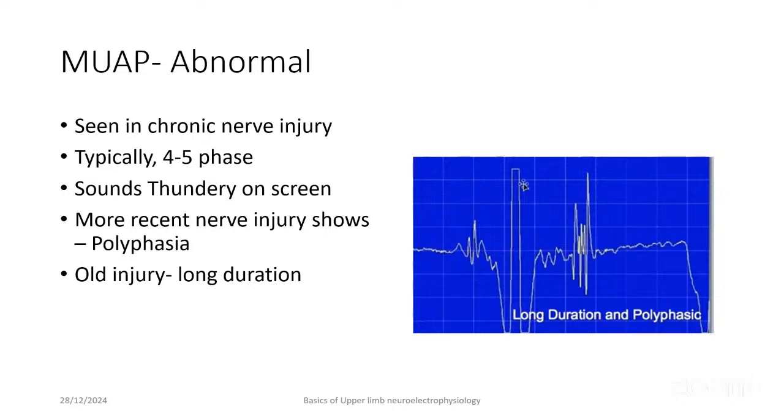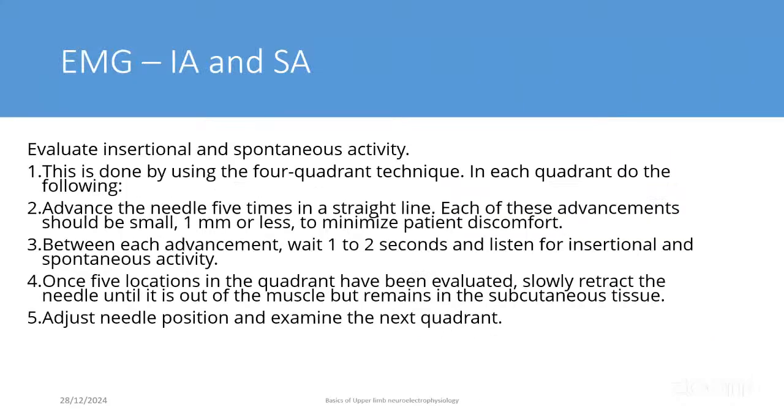Seen in chronic nerve injury, that is abnormal, typically 4 to 5 phases, long duration and polyphasia. It sounds thundery on the speaker. More recent nerve injury shows polyphasia. Old injury shows long duration MUAP. If the duration increases, it's long duration. Polyphasia indicates more recent nerve injuries.